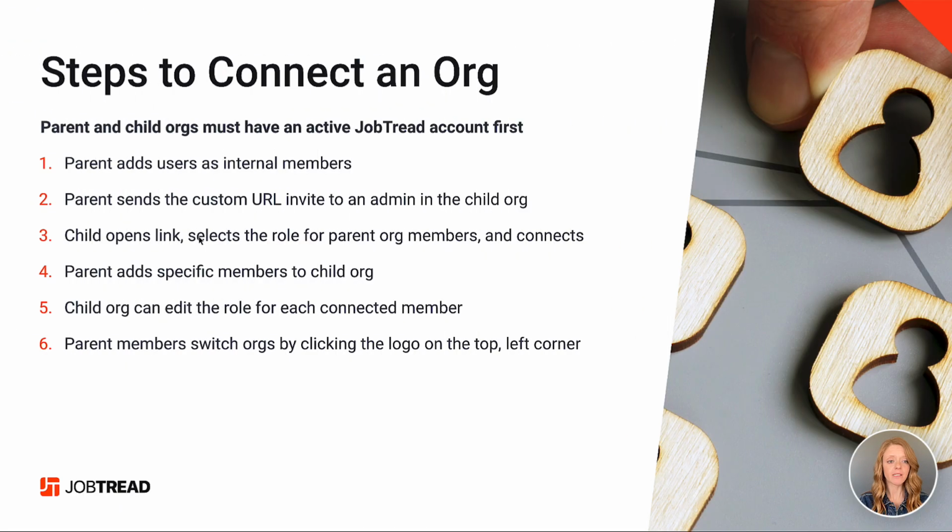Now let's review the steps. So steps to connect an organization. The parent and the child organizations must have an active JobTread account first. Then the parent will add users as internal members within their organization. Next, that parent will send out their custom URL link to invite the children to connect. Once that child opens up the link and selects the role for the parent organization members, then they will connect the organizations.